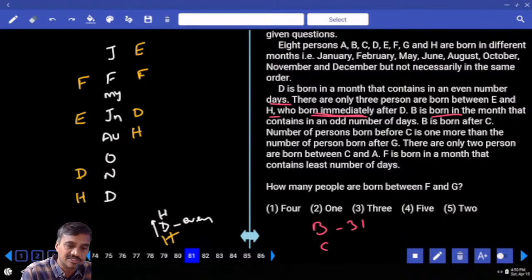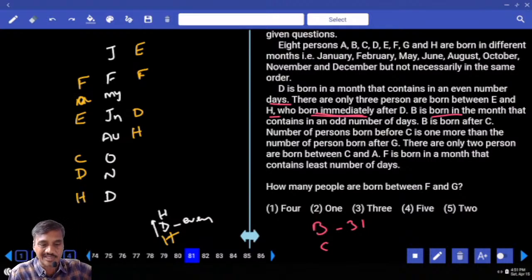Can we have C at this place? Where can C be? See, 2 persons between C and A is not possible. And can we have C at this place? Next possible. Now if C is here, with 2 persons between C and A, A will be here. Now C and A were taken like this.